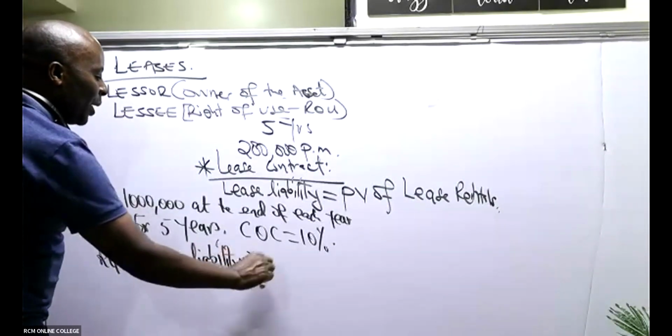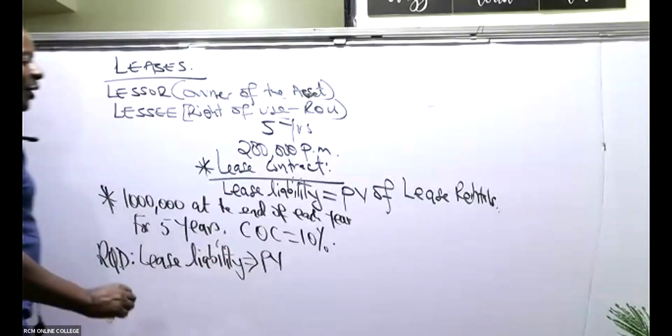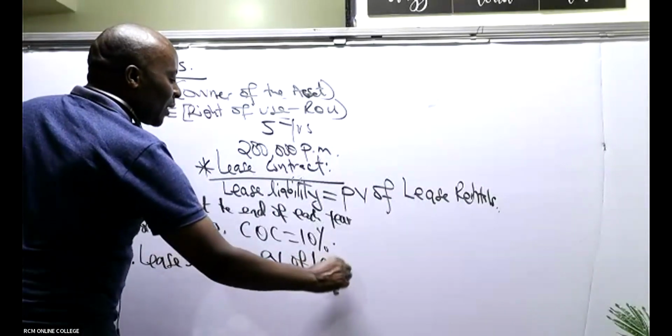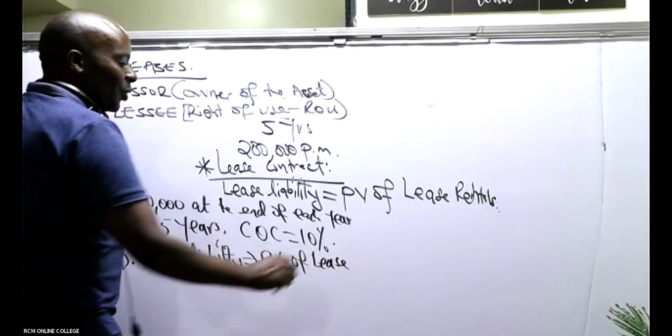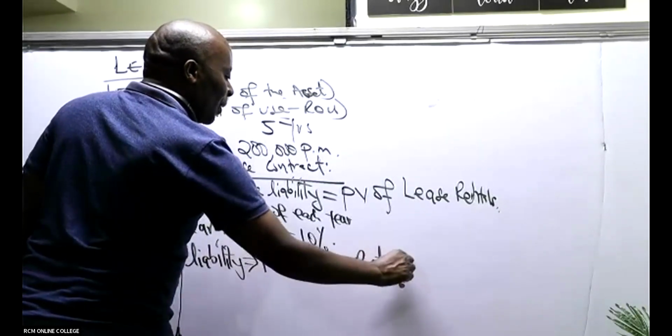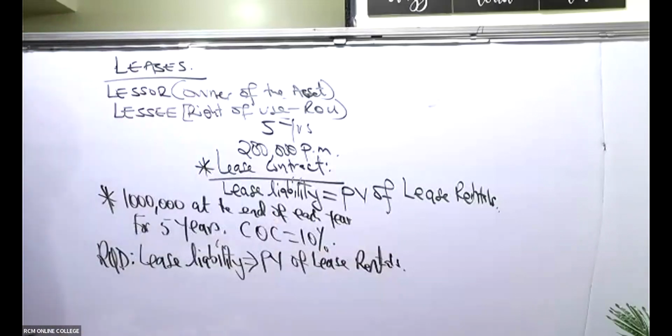Can I give you 2 minutes? Somebody should be able to come and give me the present value of these lease rentals. Automatically, this is what is going to become my lease liability. Submit, give me this value, try your best.